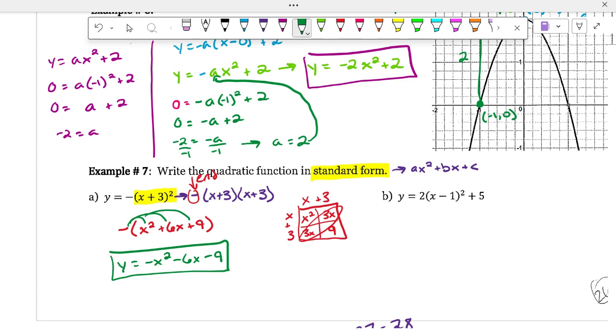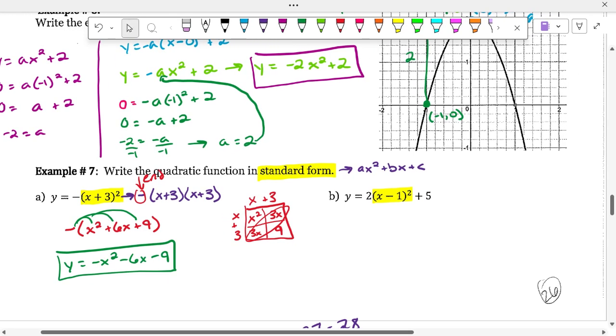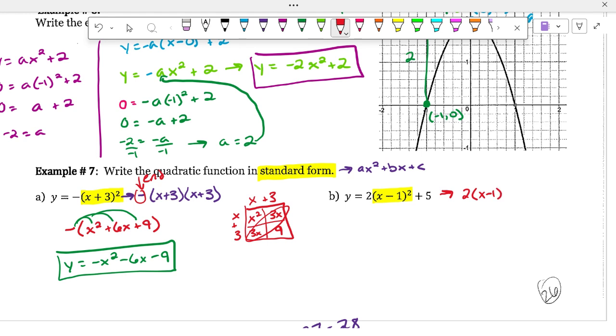All right. Now, let's try letter B. So I'm going to go ahead and rewrite it, expanding the x minus 1 squared. All right, so whenever you have to convert from vertex form to standard form, that should be the first thing you start with to remind yourselves that you don't just square the x and the negative 1. All right, if you just do that, you're missing the middle term or the x value. So this is the same thing as 2 times x minus 1 times x minus 1 plus 5.